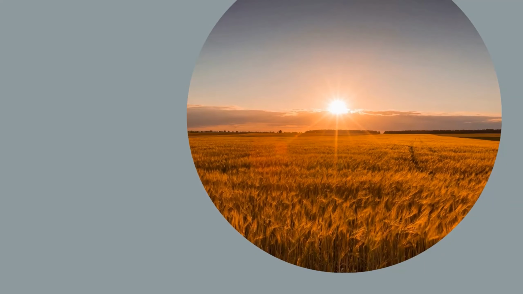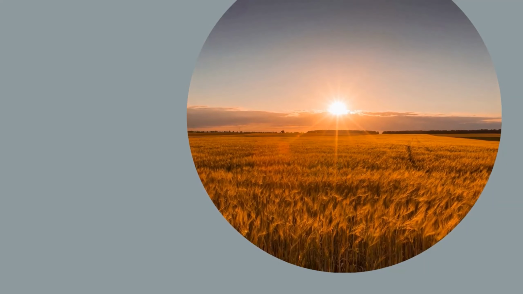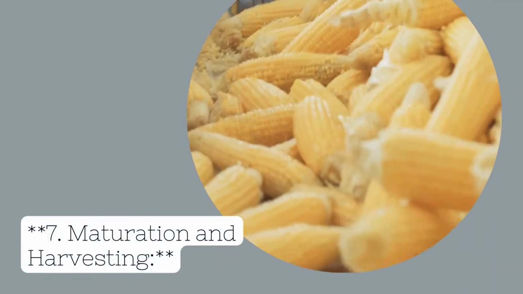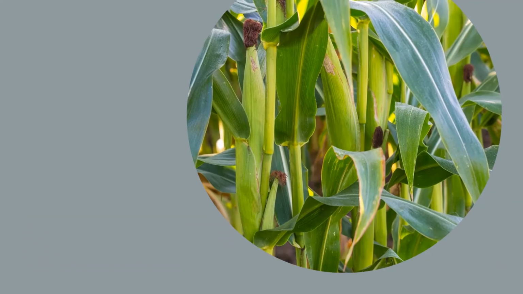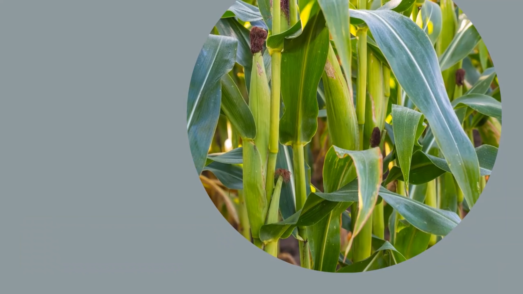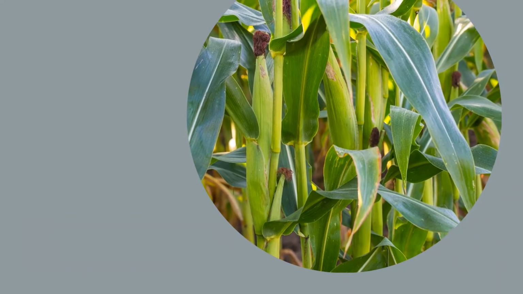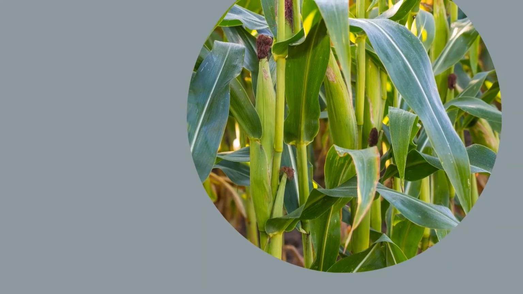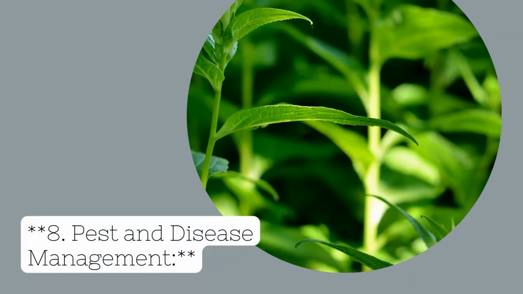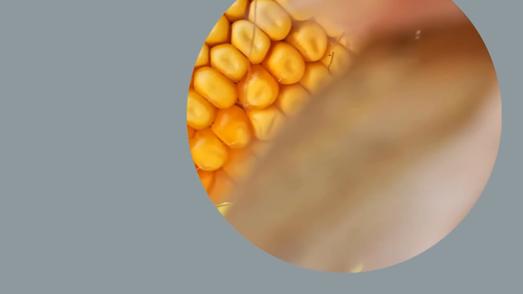5. Vegetative growth. Explain the importance of the vegetative stage, where the plant focuses on leaf and stem development. Discuss strategies to promote vigorous growth, such as proper irrigation, weed control, and fertilizer application. 6. Reproductive stage. Detail the transition to the reproductive stage, where corn plants develop tassels and ears. Describe the pollination process, highlighting the role of wind in facilitating cross-pollination.